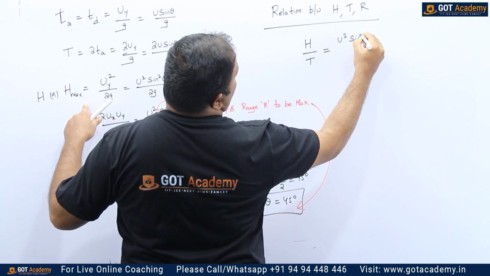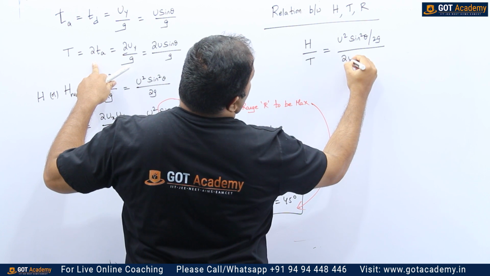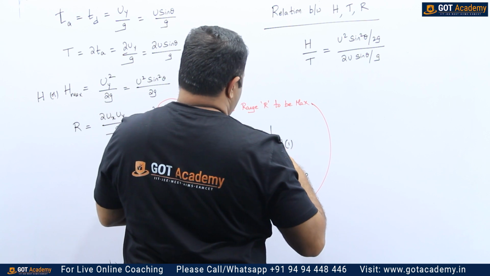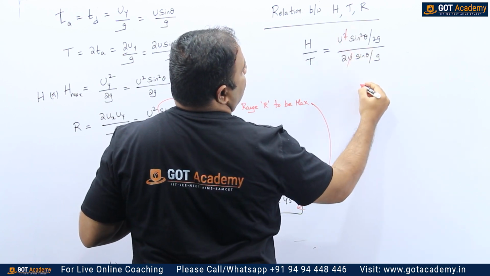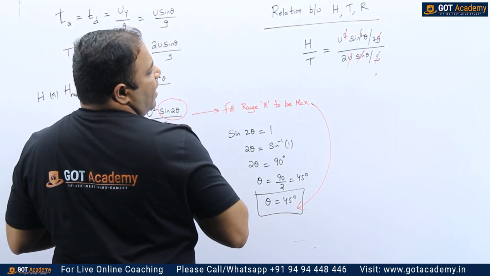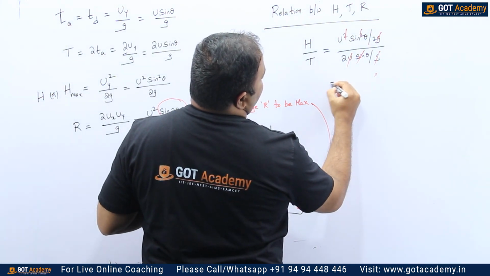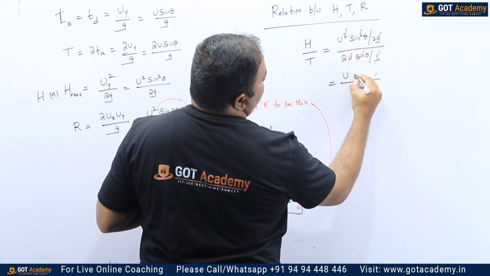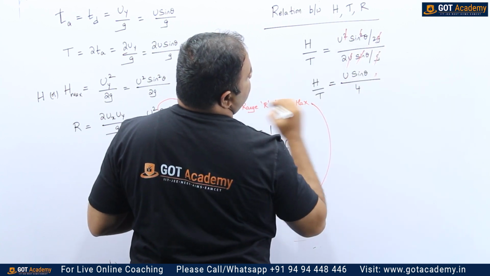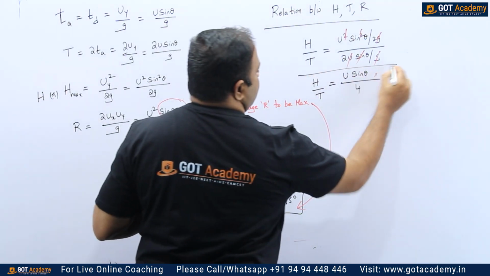U square sin square theta by 2g. And T here is the time of flight, 2u sin theta by g. So this u cancels, g cancels, this one cancels. So finally what you are having? u sin theta, this 2 is coming down, by 4. H by T is equal to u sin theta by 4. Okay, this is one relation.